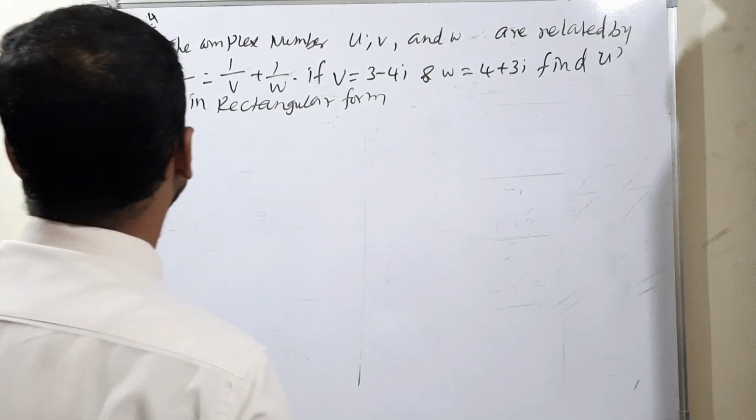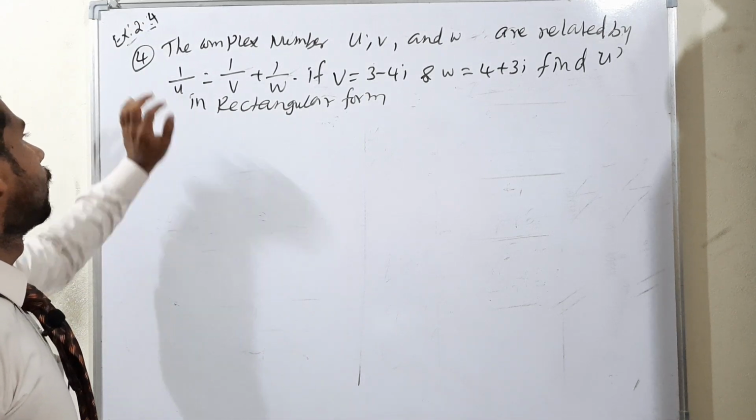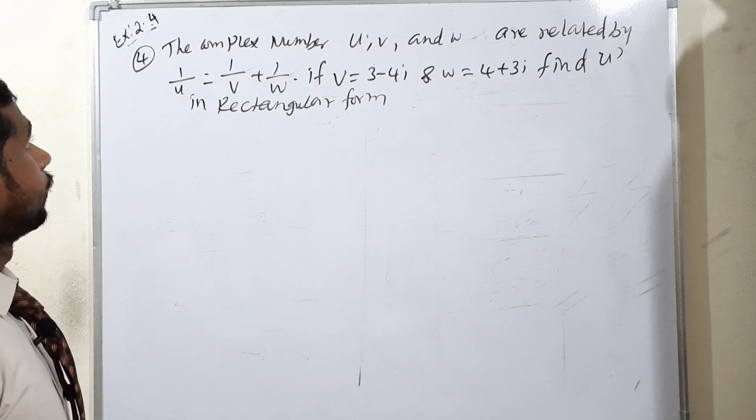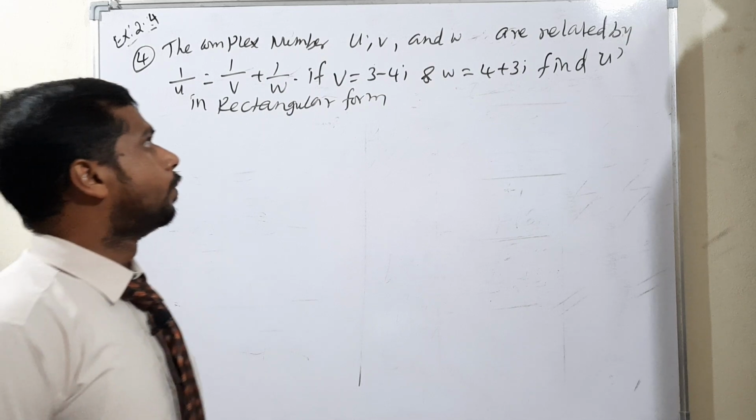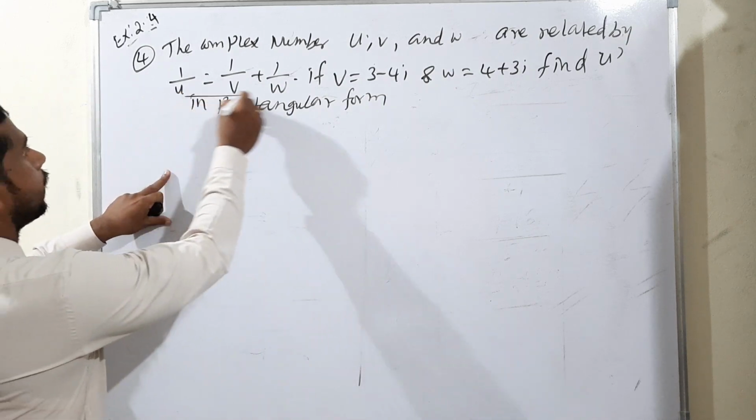So I am going to continue the exercise problems with question number 4. What is the question? The complex numbers u, v and w are related by a condition. What is the condition?